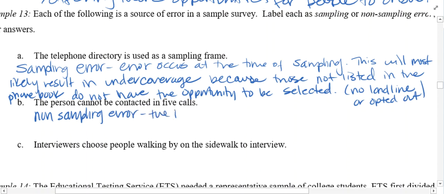Okay, so the person was chosen to be part of the sample.